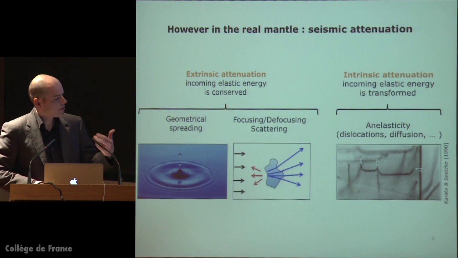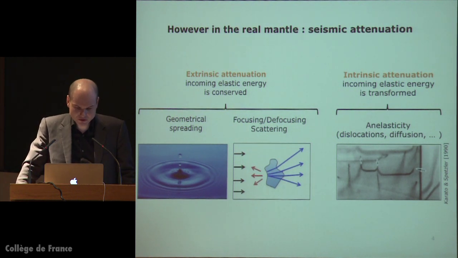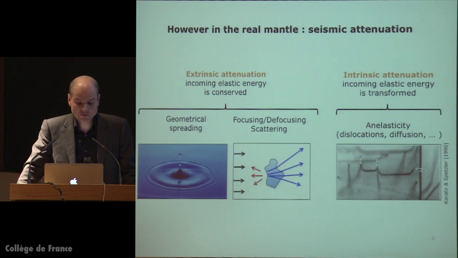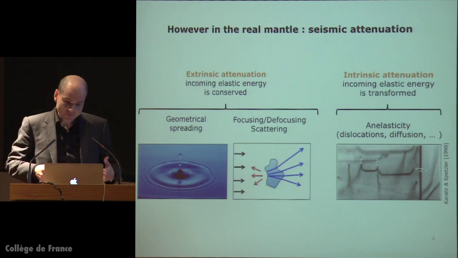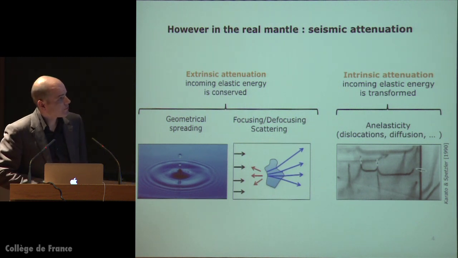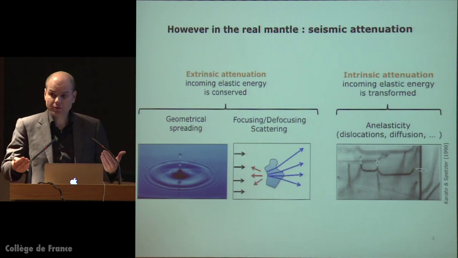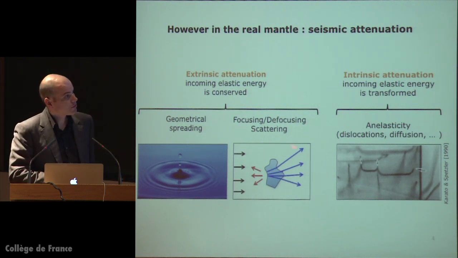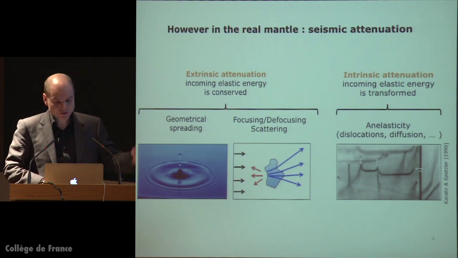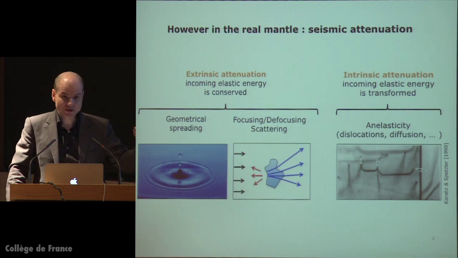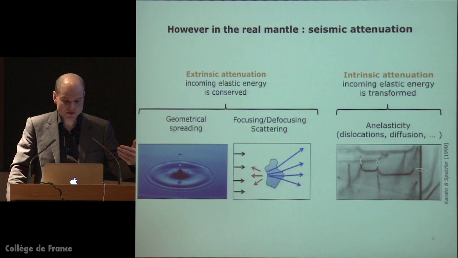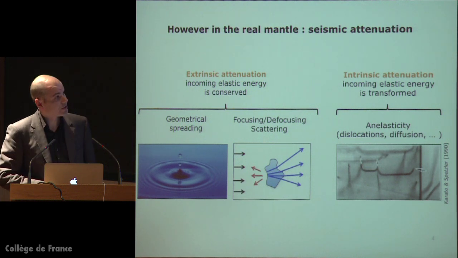Then we have seen also over the day that the focusing and defocusing, meaning scattering, due to the heterogeneities in the mantle may be important, and it also introduces some kind of attenuation because of the incident wave, there is some part of the energy that can be scattered back, and so what you record after the heterogeneity, the amplitude may change, but that's not what I will call the intrinsic attenuation, and the intrinsic attenuation, that's what I will be interested in here now.